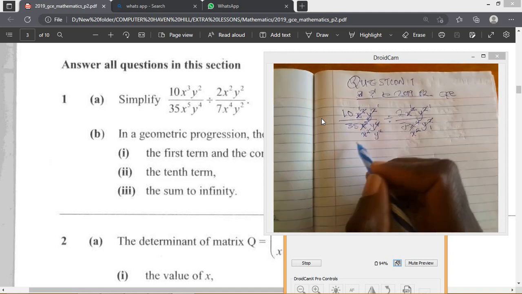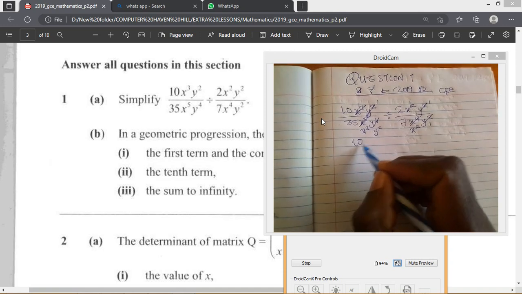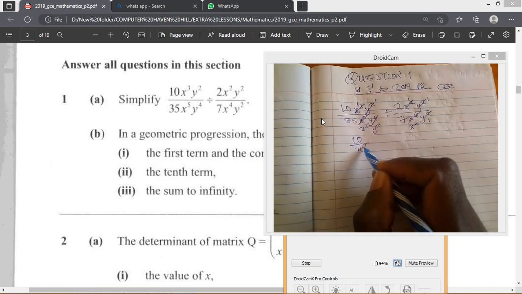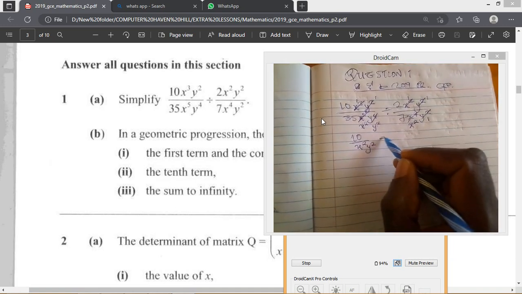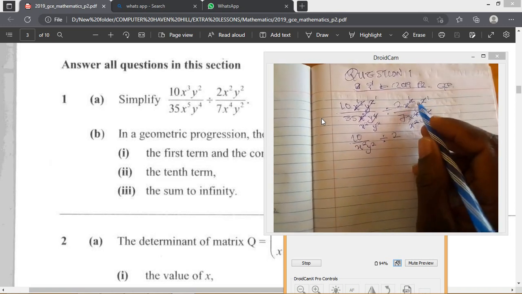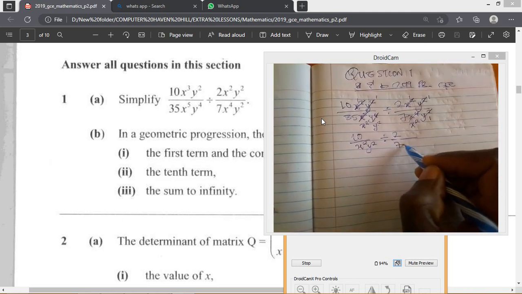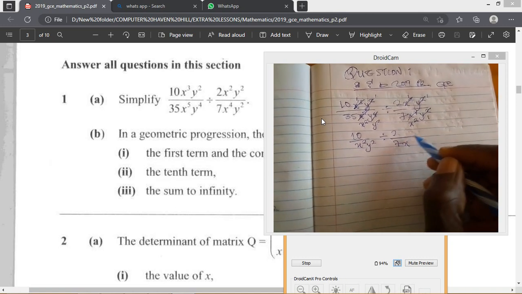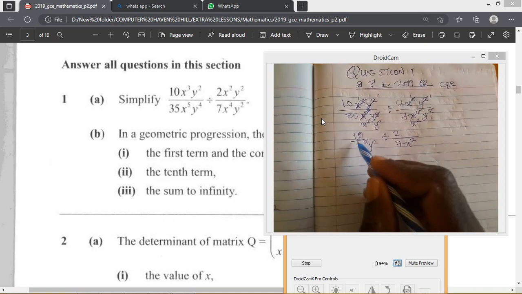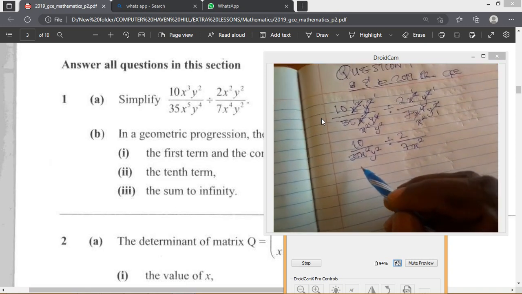So after that, what do we have? We have 10 on top, and 10 over 35 remaining with x^2 y^2 below, divided by 2. Here we are remaining with nothing on top, 2 over 7x^2. This is what we are remaining with. So having that in mind, we can work with these things nicely.